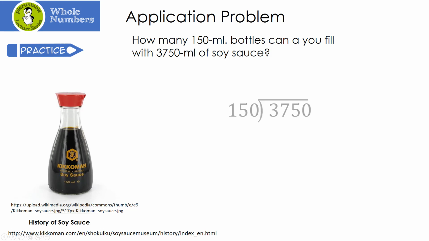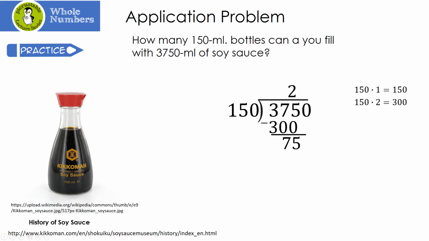We're going to take 150 divided into 3,750. I want to know how many of these bottles I can fill out of 3,750 milliliters. Let's start our multiplication. 150 times 1 is 150. 150 times 2 is 300. That's pretty close. Here's my 2. I'm going to subtract my 300. Notice that my 2 is above the last digit of my number here. That's really important. When we subtract, we have 75.